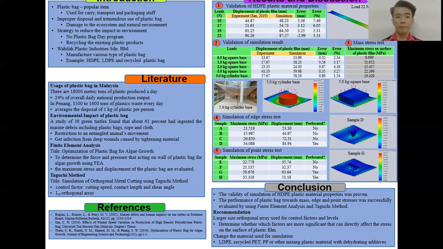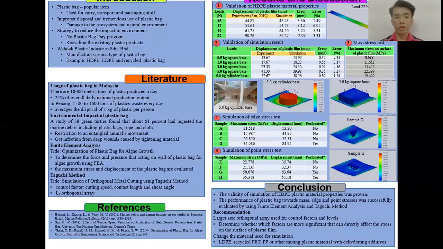Environmental impact of plastic bags. A study on 38 green turtles found that 61% of the green turtles had ingested marine debris, such as plastic bags, loops, and clothes. This marine debris can restrict an animal's movement, and the animal will get infections from deep wounds caused by this marine debris. Finite element analysis.